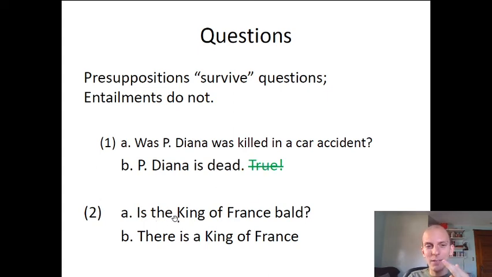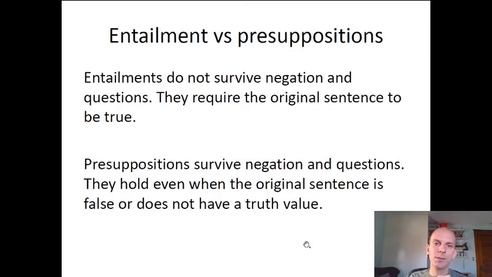Whereas if we look at this one, instead of saying the King of France is bald, we ask the question, is the King of France bald? That question only makes sense if there's a King of France. Thus, there is a King of France must still be true if this is a reasonable question to ask. Just from knowing this is a reasonable question, we can say this is true. Presuppositions. Boom.